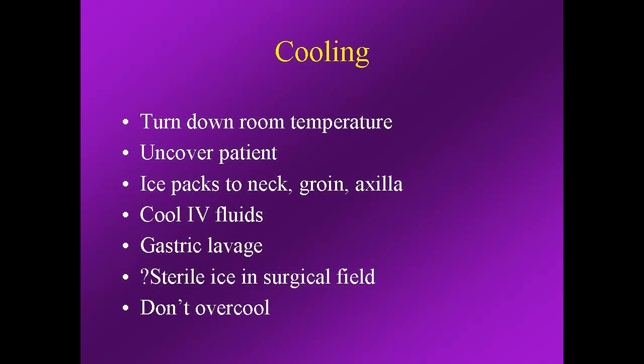If the patient is hyperthermic, active cooling measures should be initiated. These include turning down the temperature in the room, uncovering the patient, and placing ice packs in the neck, groin, and axilla. Cool intravenous fluids can be administered, gastric lavage can occur, and if the abdomen or the thorax are open, the surgeon could elect to place sterile ice in the surgical field. It's important not to overcool the patient. Active cooling measures should cease when the patient's temperature is about 38 or 37.5 degrees Celsius, because the patient will continue to cool once active cooling measures are discontinued.